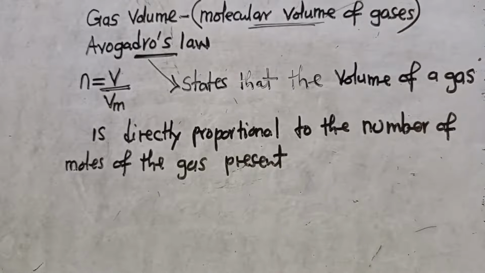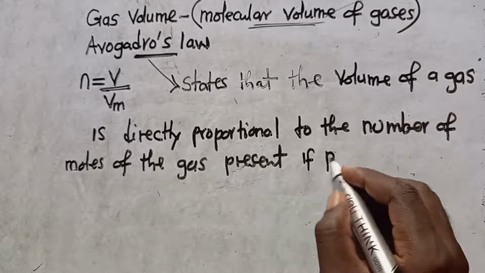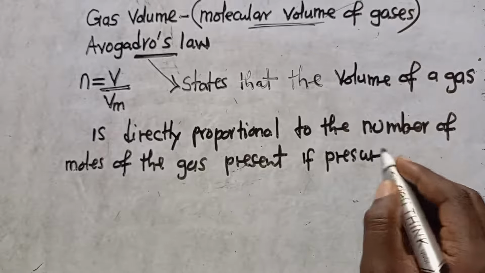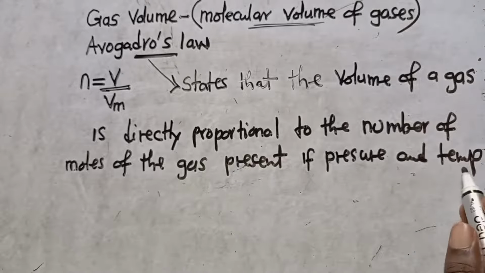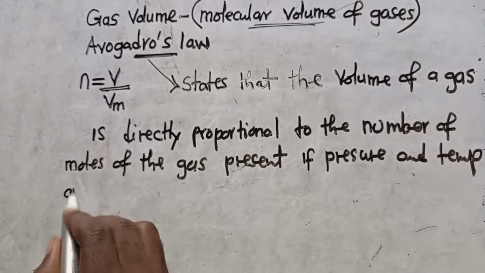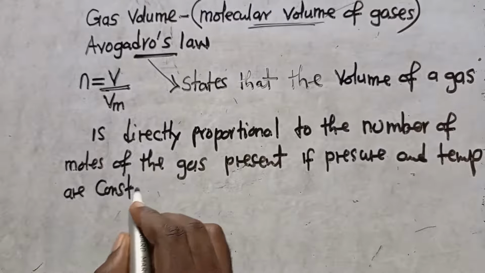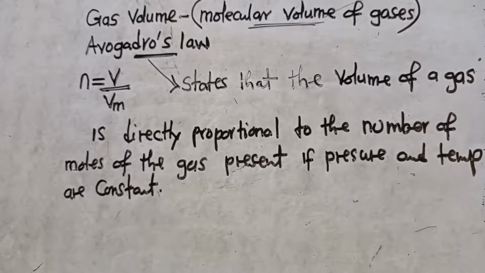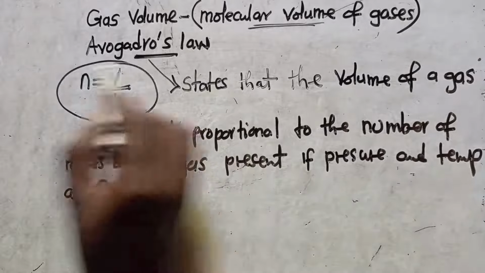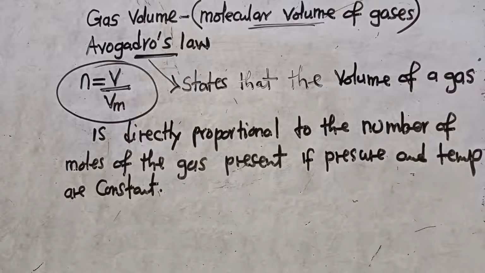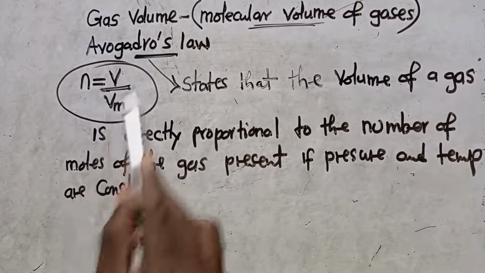There is a condition that is now attached where we are going to say that if pressure and temperature are constant. Temperature are what? Are constant. This is what you are supposed to understand. This whole thing is just coming from this simple formula. Once you know the formula, it means that you even know what Avogadro's law states. So we are just analyzing this.